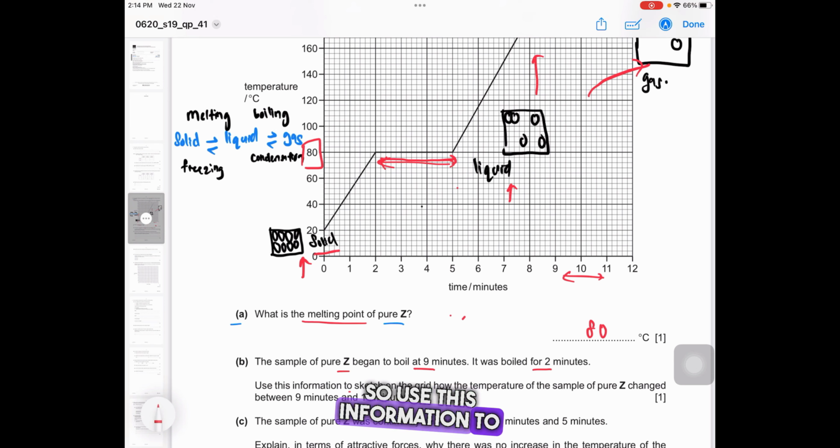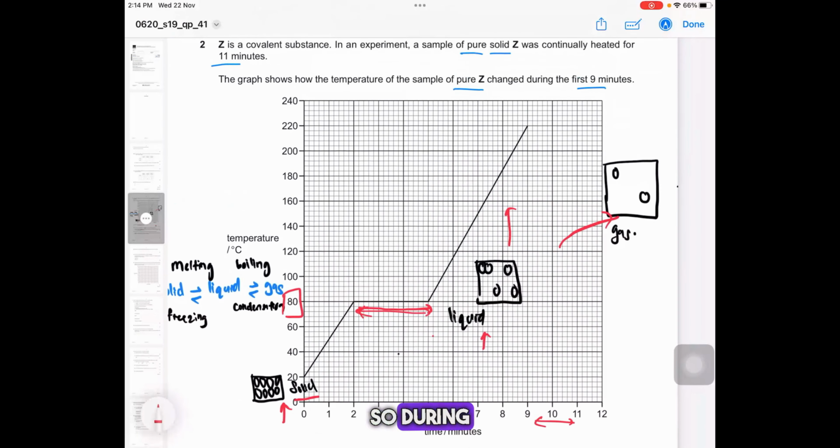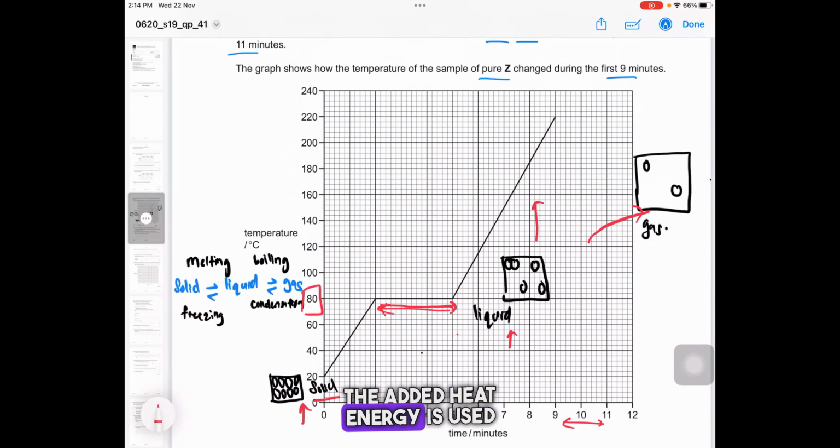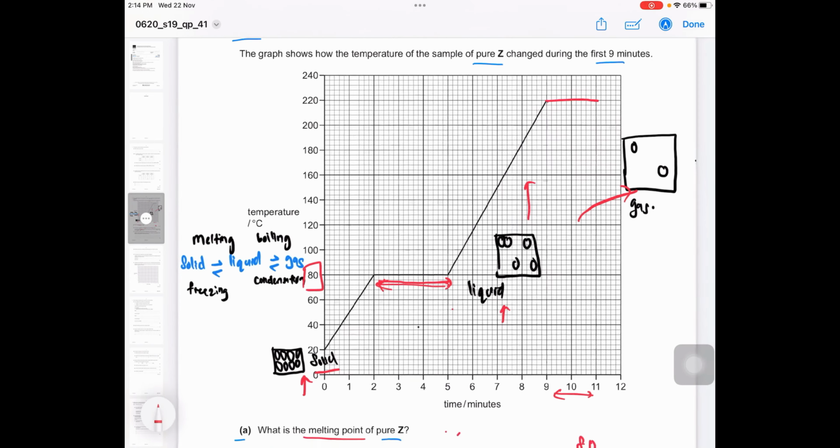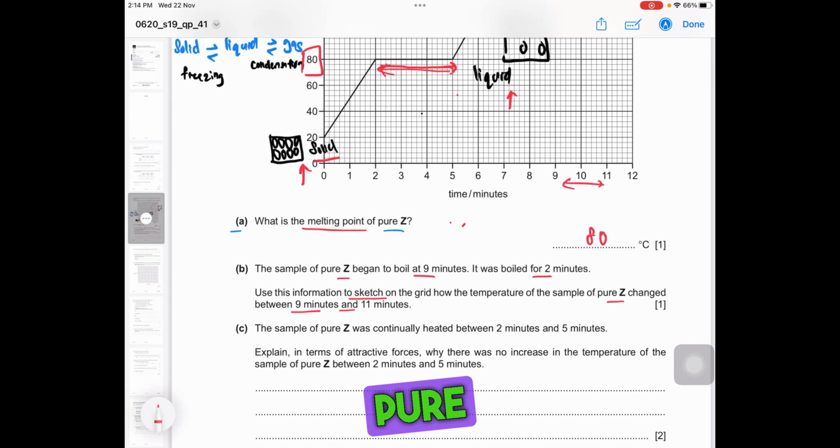Use this information to sketch on the grid how the temperature of the sample of pure Z changed between 9 and 11 minutes. Similar to melting, during boiling the added heat energy is used to break the intermolecular forces holding the liquid molecules together. So from 9 to 11 minutes here the temperature remains constant. The sample of pure Z was continually heated between 2 and 5 minutes. So 2 and 5 minutes here, from this to here.